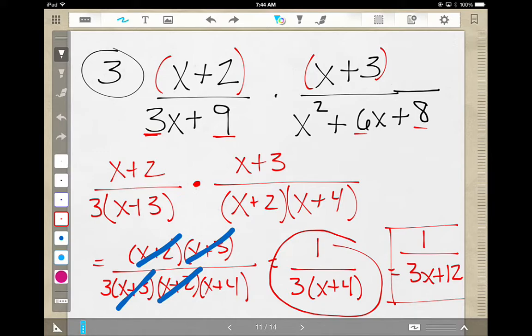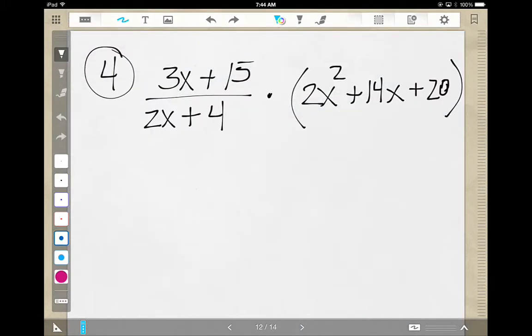But the one thing you want to get in the habit of doing is writing everything in factored form so we can clearly see these factors of x plus 2 and x plus 3 being canceled out. Otherwise, you're going to have a lot of multiplying just so you can factor it and then try and simplify it. And you don't want to do all that extra work if you can help it.